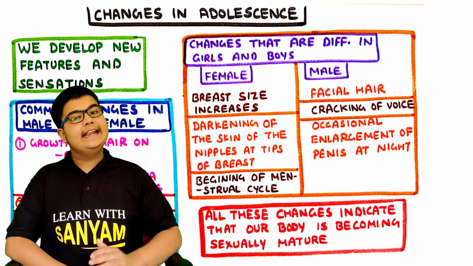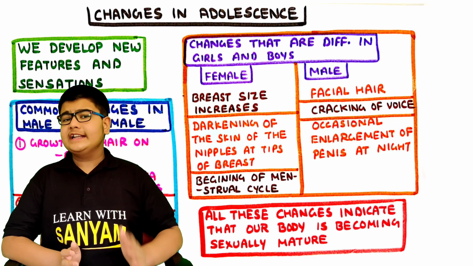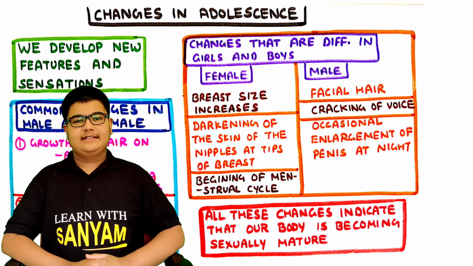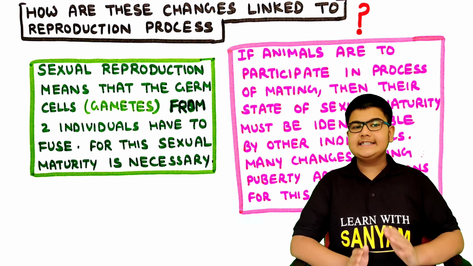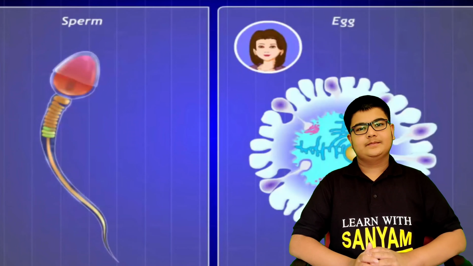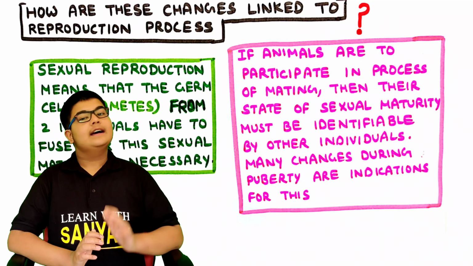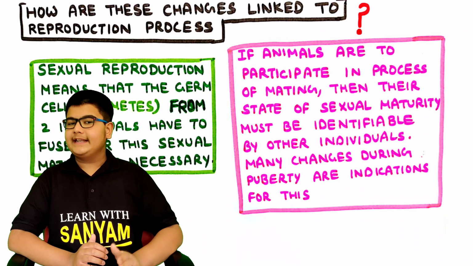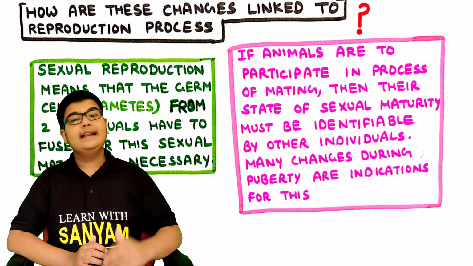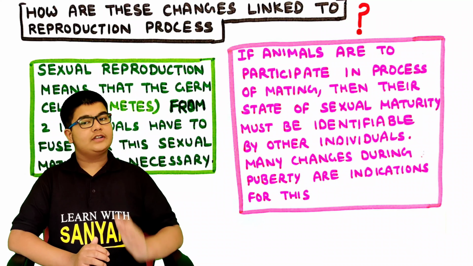All these changes indicate that our body is becoming sexually mature. Now, what is the relation between these changes and reproduction? Let's understand that. Sexual reproduction means that the germ cells, that is gametes, from two individuals have to fuse. For this, sexual maturity is necessary. If animals have to participate in the process of mating, then their state of sexual maturity must be identifiable by other individuals. Many changes during puberty are indications of this.